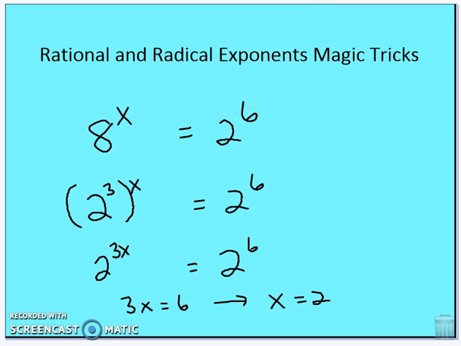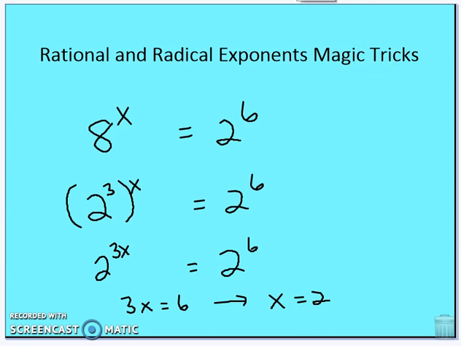So following with this example, I can rewrite 8 as 2 to the 3rd to have a common base, and then I can use the power of a power property for exponents to rewrite 2 cubed to the power of x as 2 to the 3x. 2 to the 3x is equal to 2 to the 6th. Now the bases essentially fall away and become irrelevant. So I know that 3x is equal to 6. I solve for x. x is equal to 2.